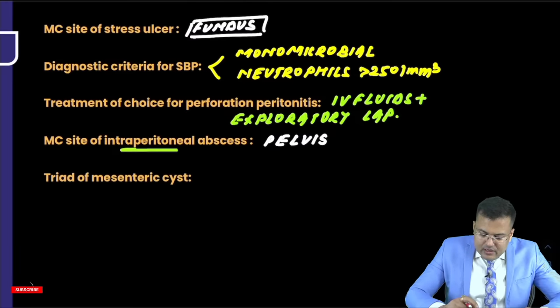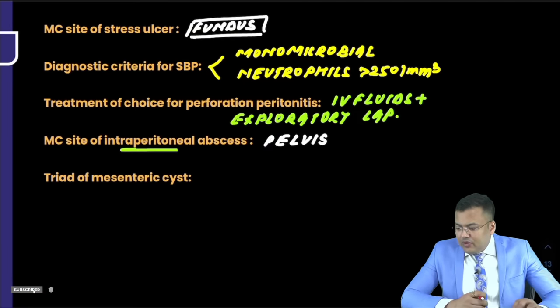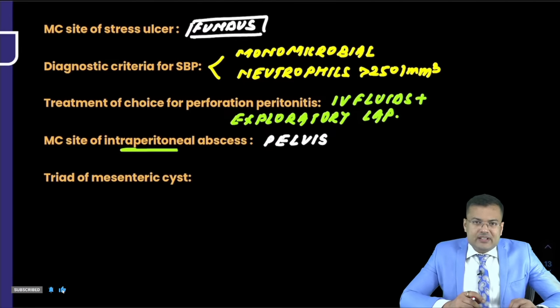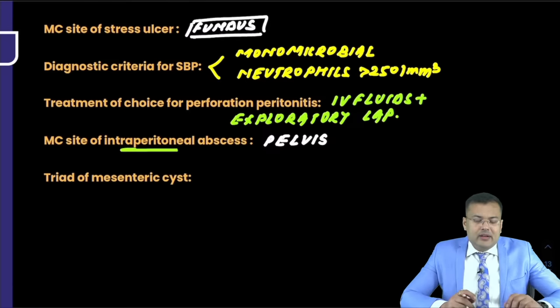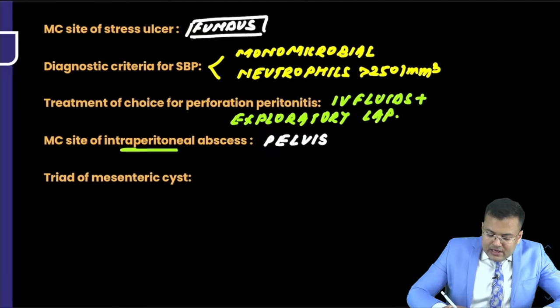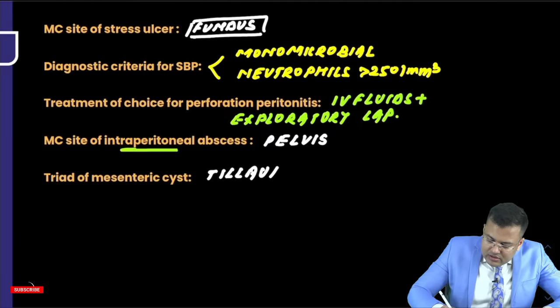Clear? Next, triad of mesenteric cyst. What is the name of triad? Positive in mesenteric cyst. Triad. Kishore Kumar, Nigar Ansari, Shitish Pachauri, first person to reply. It is Tilox triad. So triad of mesenteric cyst, what's the name? This is Tilox. It is Tilox triad.